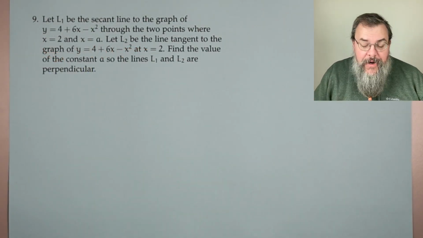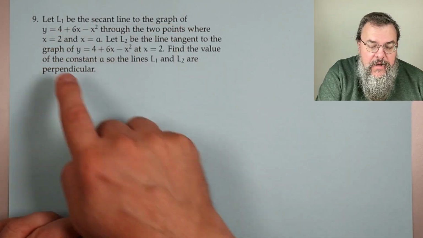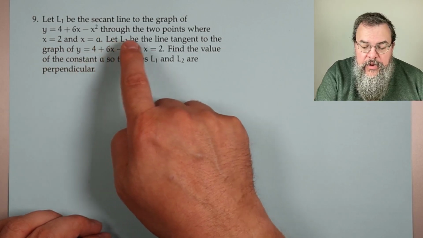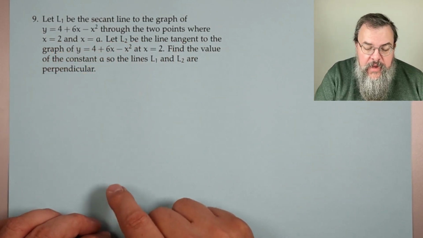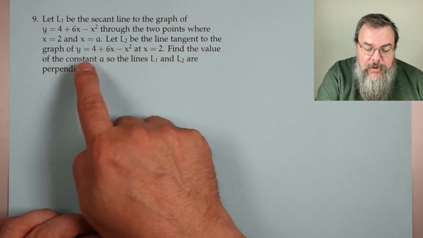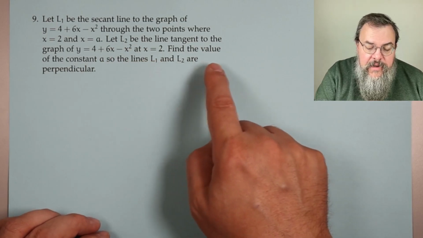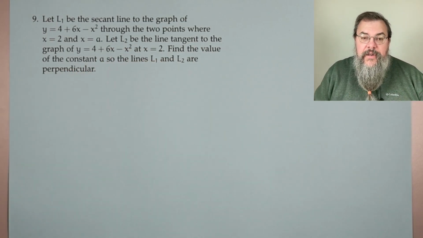Lots of words on this problem. Let L1 be the secant line to the graph of 4 plus 6x minus x squared through the 2 points where x equals 2 and x equals a. Let L2 be the line tangent to the graph of y equals 4 plus 6x minus x squared at x equals 2. Find the value of the constant a so the lines L1 and L2 are perpendicular.